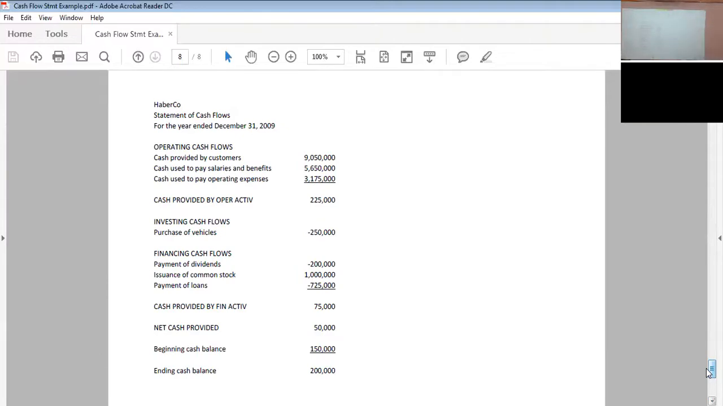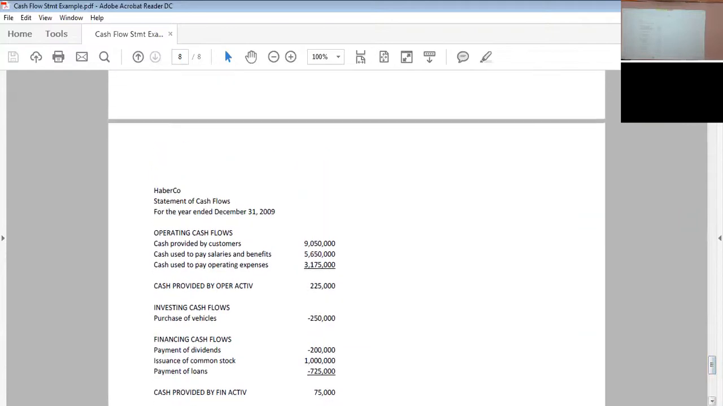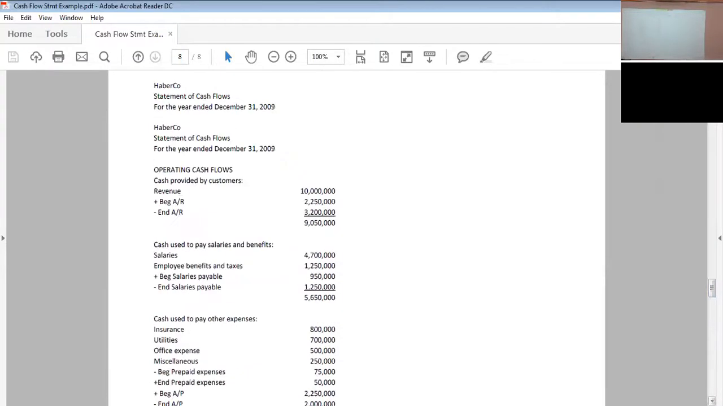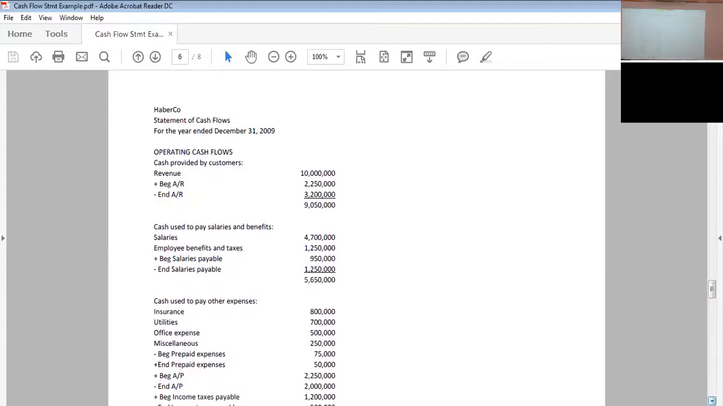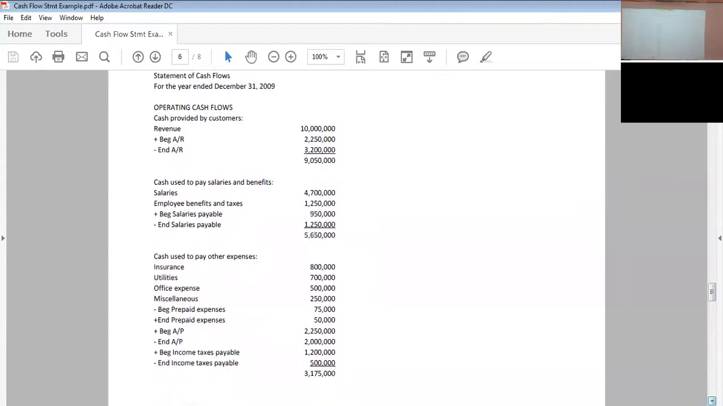So when I was going to adopt the direct method, the year before I adopted it, I made sure I had enough payable and receivable accounts to relate to those line items. So to get the cash provided by the customers, most people already have that. I took the revenue, added the beginning accounts receivable, and subtracted the ending accounts receivable. That gave me cash provided by customers.